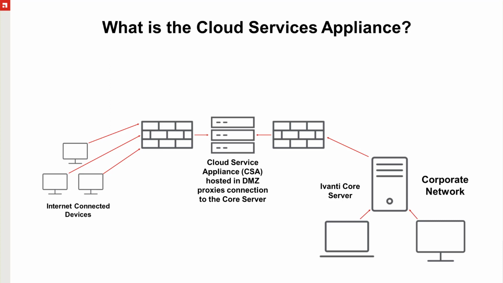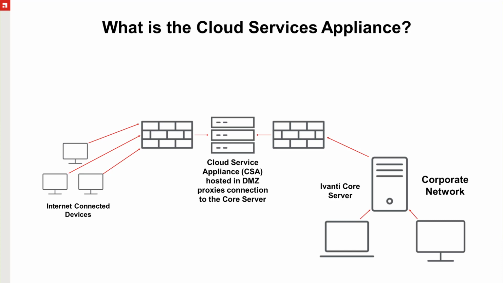Now, it's important to point out that the client only connects to the CSA for the most part. There's really two parts to the client, but the majority of the client does not maintain a persistent connection to the CSA. It connects briefly when it's scheduled through its local scheduler to do vulnerability scans and inventory scans. The one exception is the remote control agent. It will make a persistent connection to the cloud service appliance.